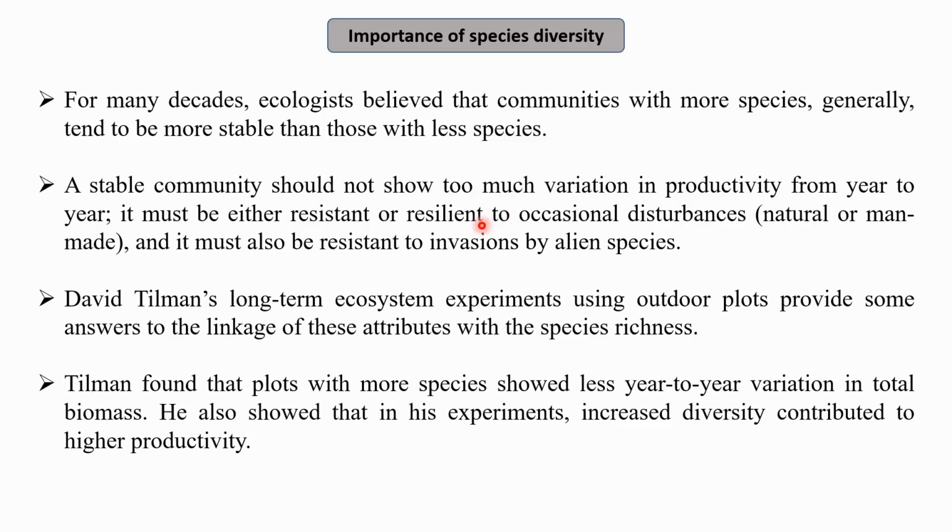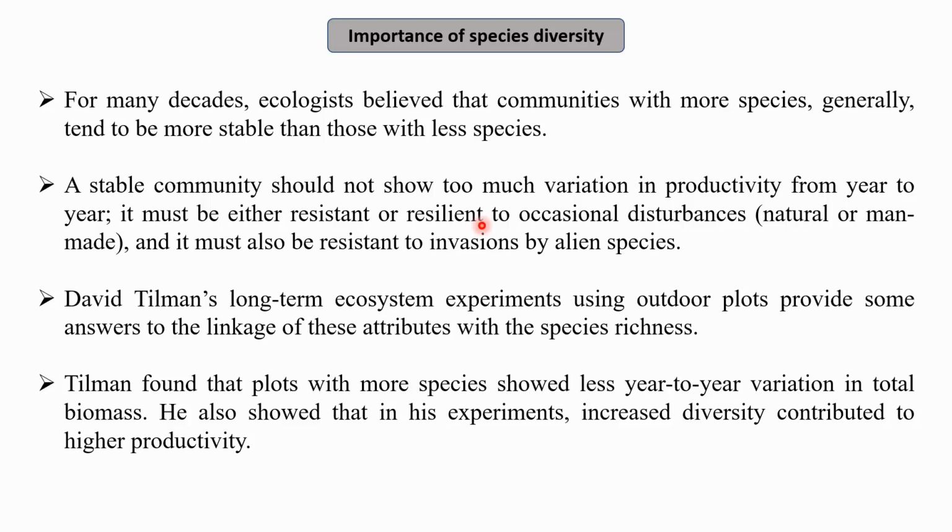For many years, ecologists tended to believe that communities with more species in a particular area are generally more stable than those with fewer species. A stable community should not show too much variation in productivity from year to year. It must be either resistant or resilient to occasional disturbances that may be natural or man-made, and it must be resistant to invasion by alien species also.